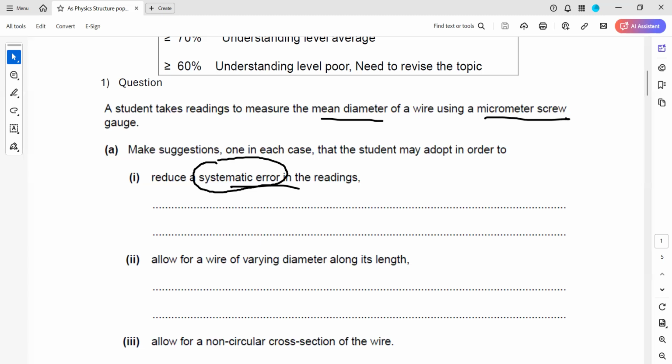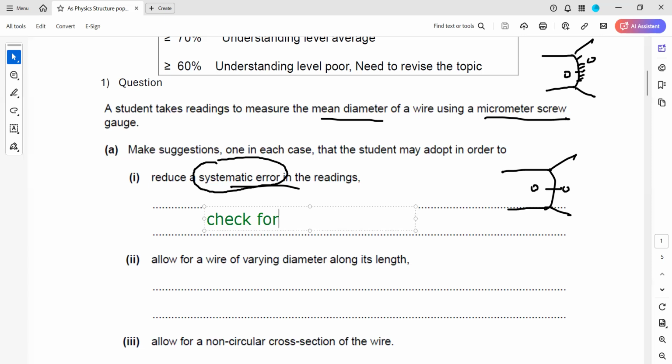When the zero of the main scale is not coinciding with the zero of the circular scale, then a micrometer is having a zero error. This is a micrometer without a zero error. But if there is a zero error, then the main scale and the circular scale will not coincide with each other. So how to reduce a systematic error? First thing we have to do is always check for zero error and then add or subtract the value accordingly, because a zero error can be positive or negative.